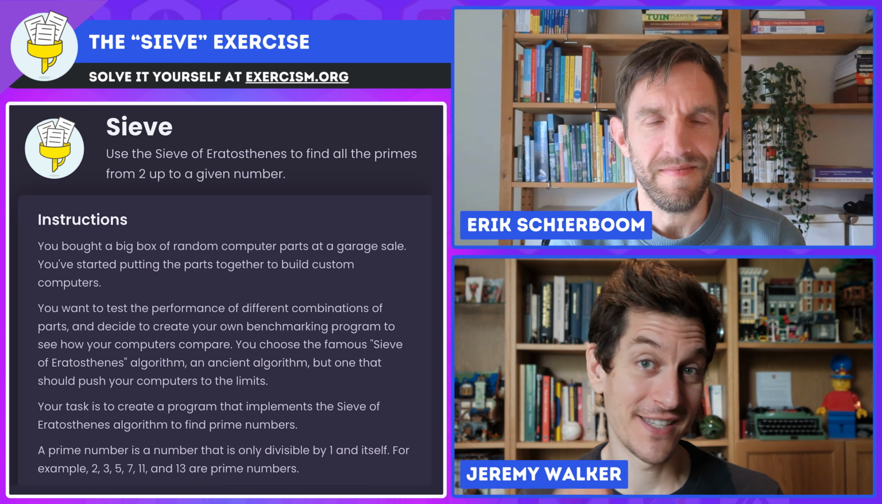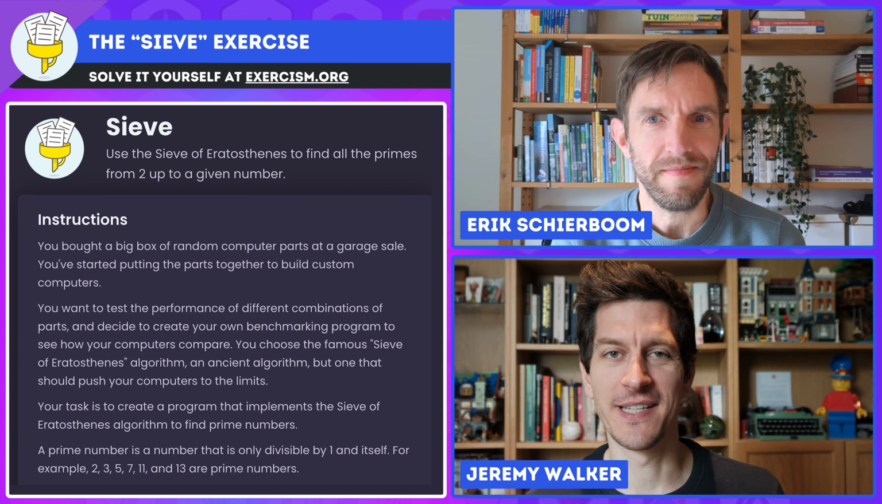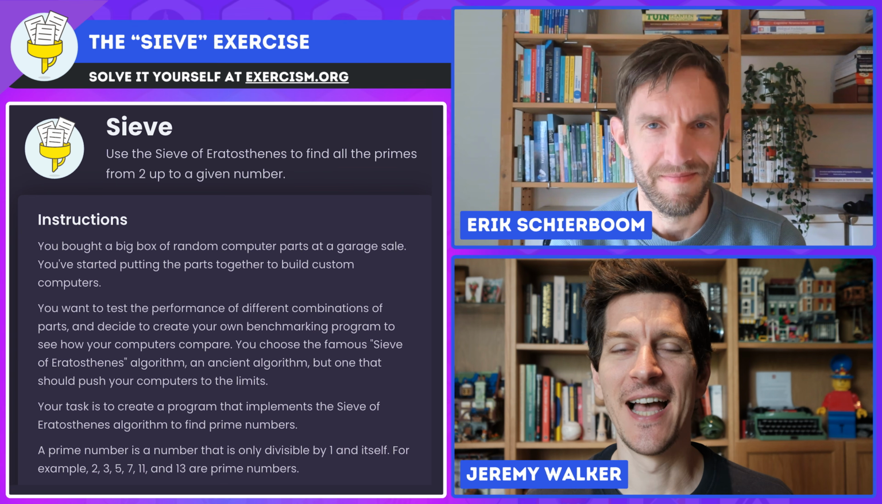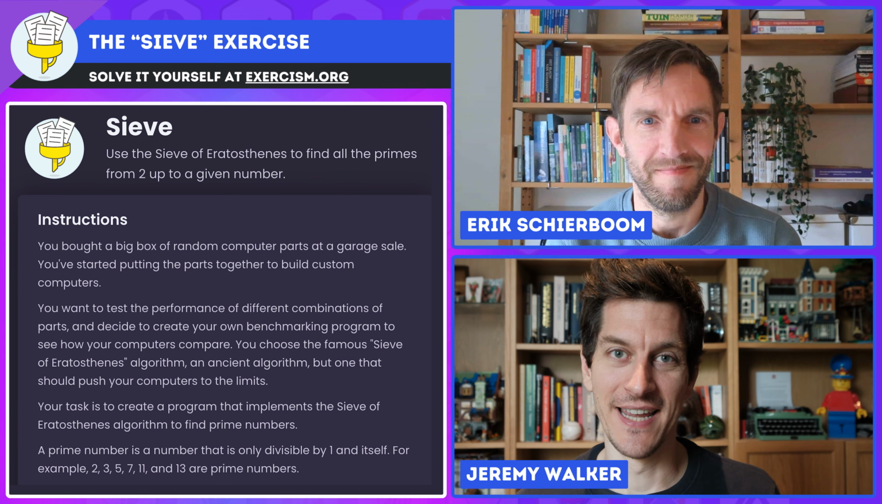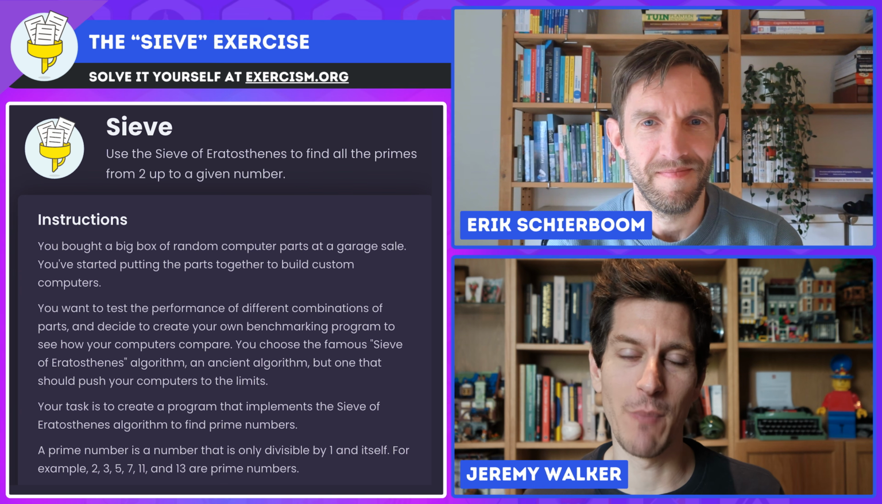This week we're looking at the Sieve exercise. This is a really interesting exercise. It's a really old algorithm. It's like a 2,000-year-old algorithm that we're now looking at how to implement in modern programming languages. We're going to be looking at a few different solutions, a few different approaches.